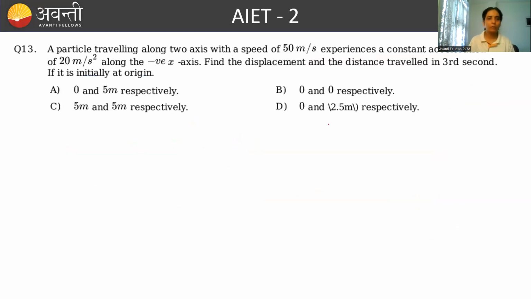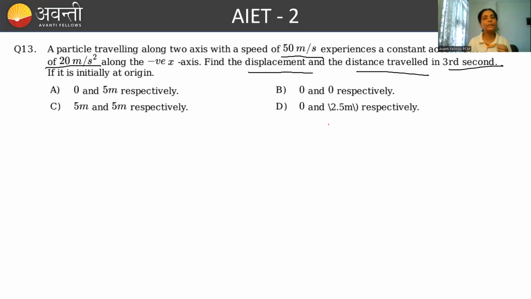Okay, now let's look at this question. There is a particle moving along two axes with a speed of 50 meter per second. It experiences a constant acceleration of 20 meter per second along the negative x-axis. Find the displacement and distance traveled in 30 seconds. So we have a formula for displacement in nth second. We don't have a formula for distance in nth second that we can calculate. How? We will see here. But before that, let's understand the question.